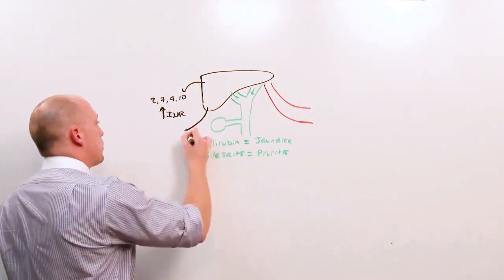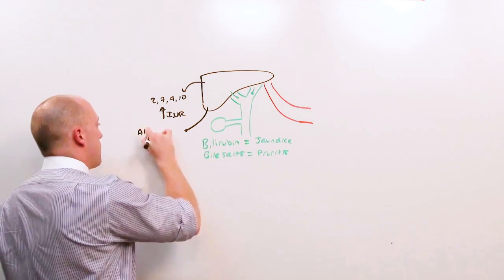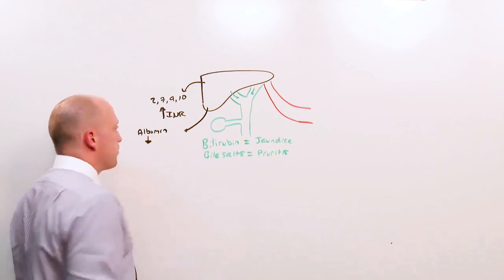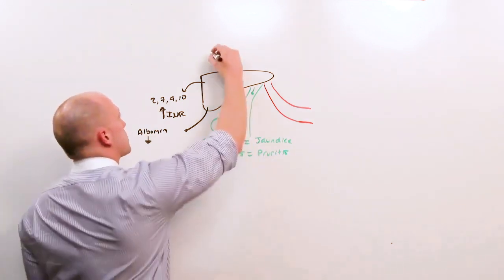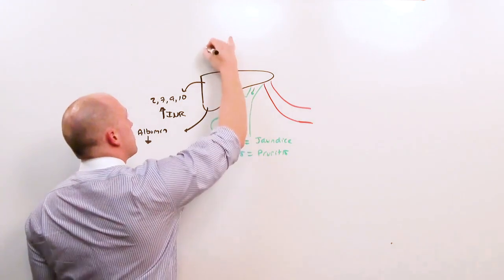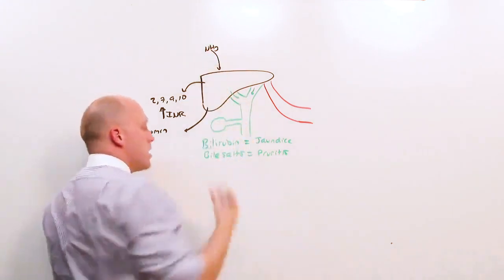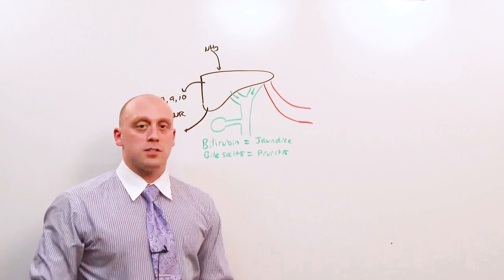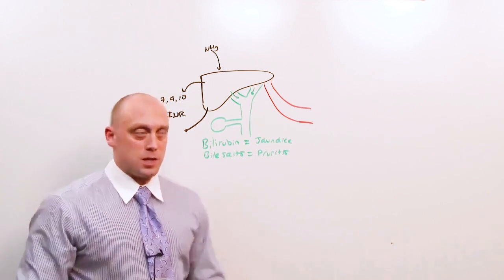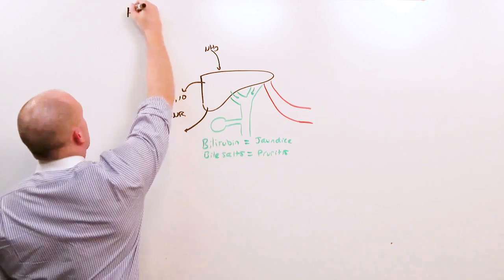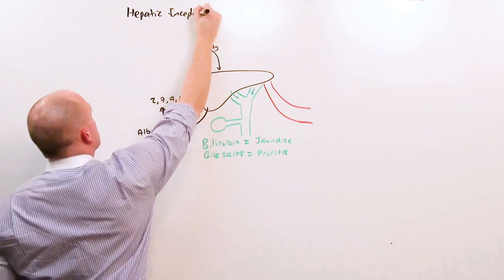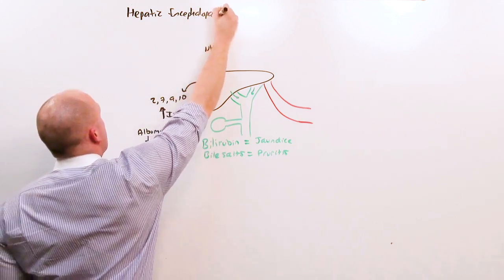The liver makes albumin. And in cirrhosis, the albumin will be low. And the liver processes toxins, ammonia. And if the liver can't do its metabolic work, it can't clear toxins, and toxins accumulate. In this case, we're talking about hepatic encephalopathy, the first complication of cirrhosis we're going to discuss.